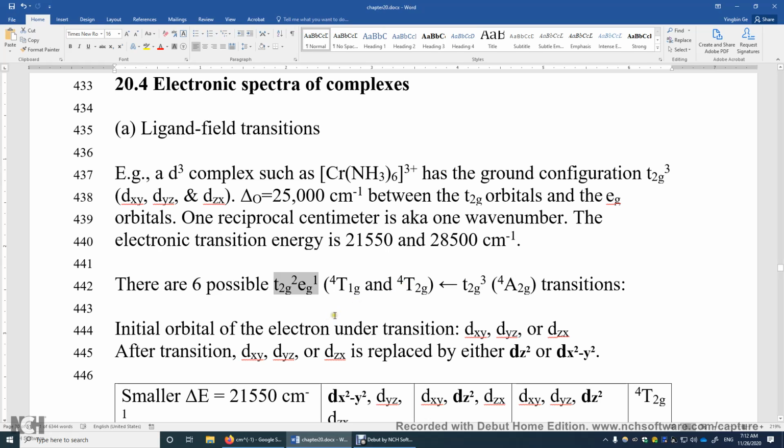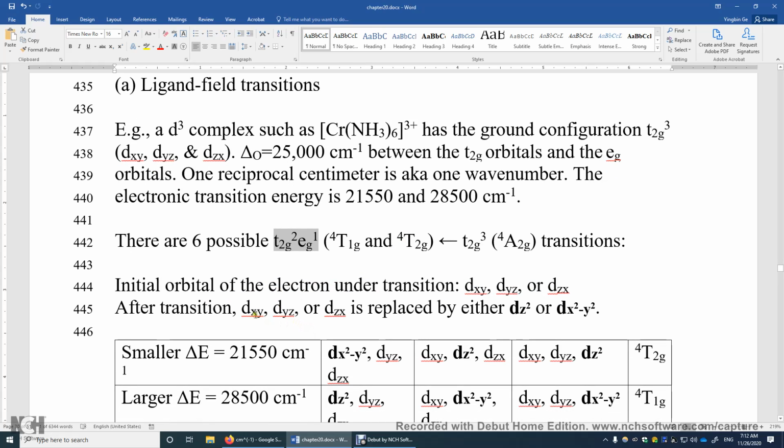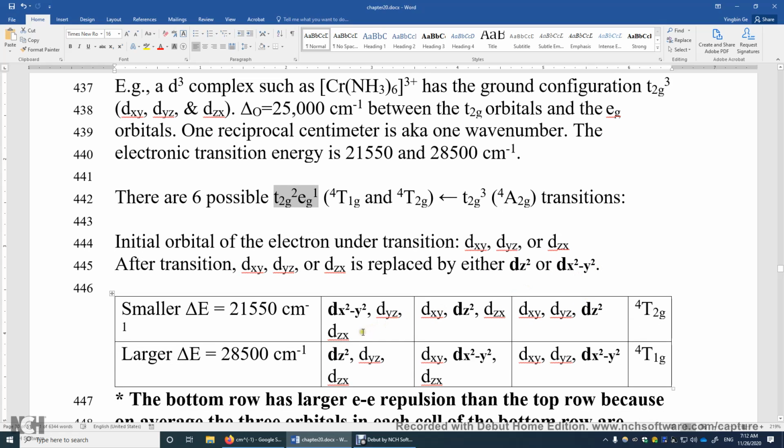Now let's look at the initial orbital of the promoted electron: dxy, dyz, or dzx. And then let's look at the orbital occupied by this promoted electron. It could be dz squared. It could be dx squared minus y squared. So now let's look at this table.